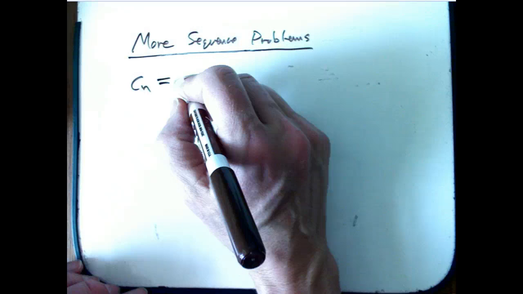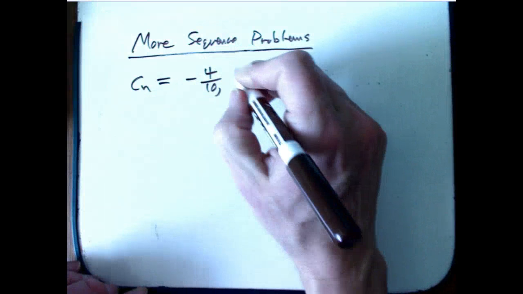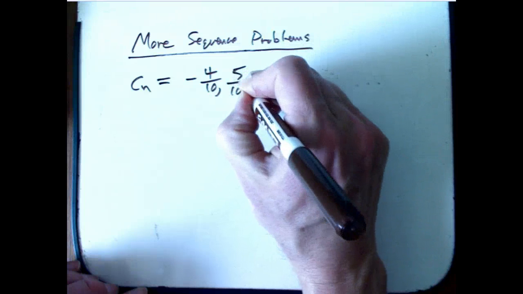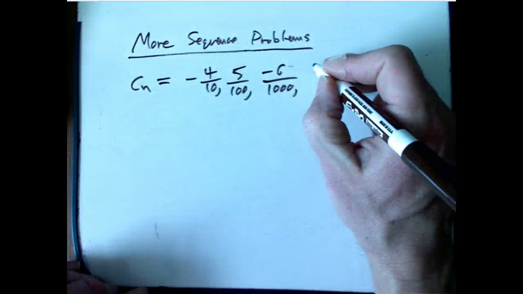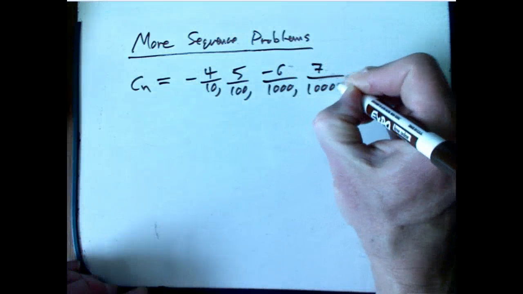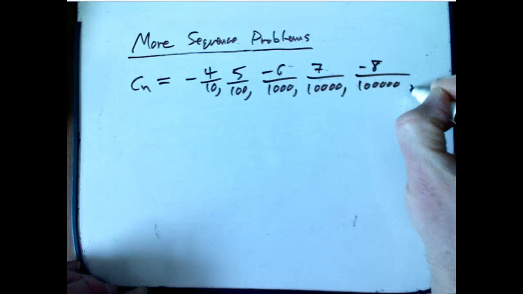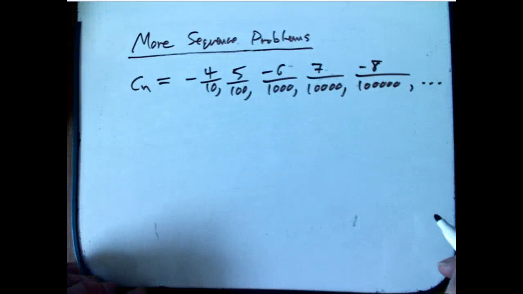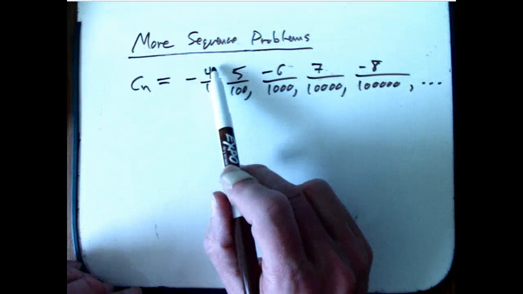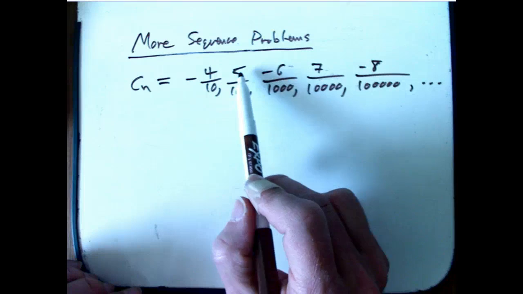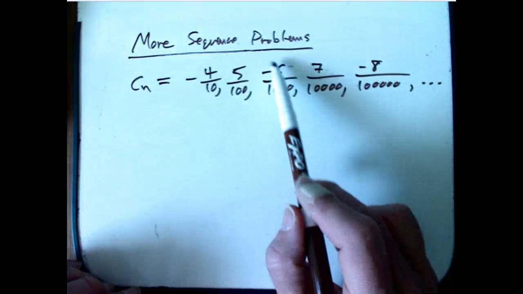Okay, c sub n. Let's say that's minus 4/10. This will be a little more complicated. 5 100ths, minus 6 1,000ths, 7 10,000ths, minus 8 100,000ths, etc. Okay, so if you look at the differences, that's adding, what is that? It's complicated with hundreds and 10. You'd have to put a common denominator.